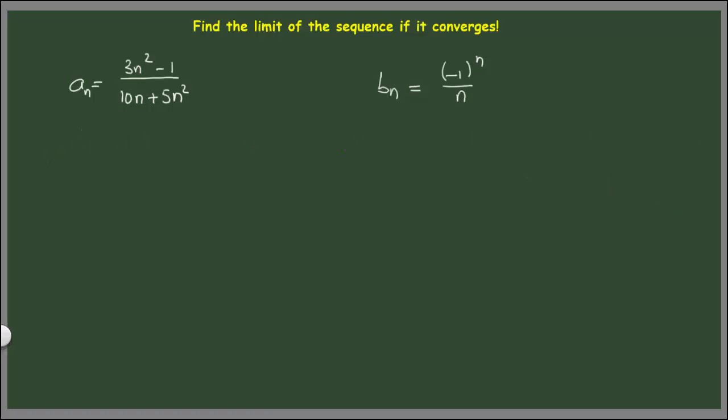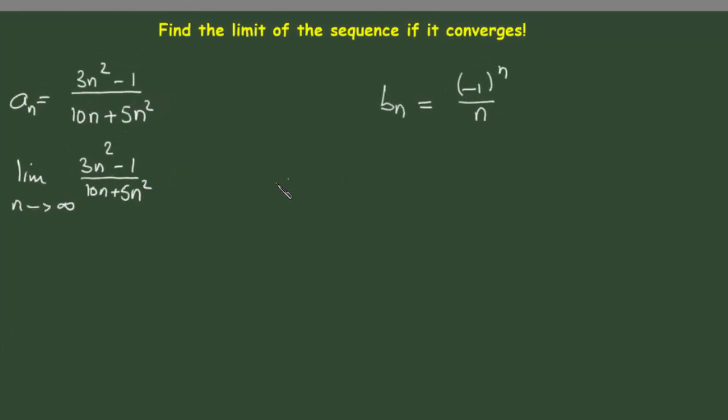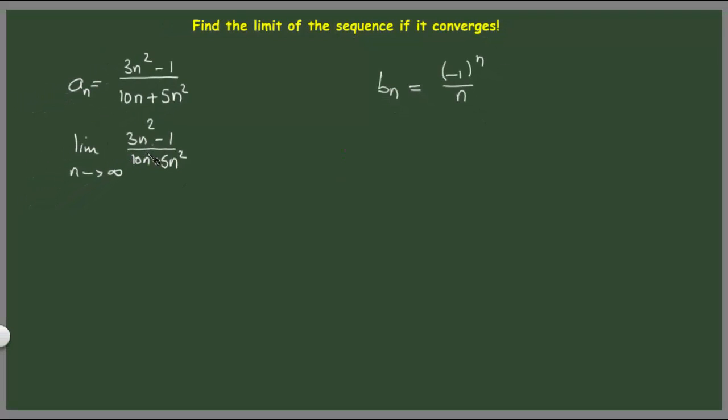We have the limit as n approaches infinity of 3n to the power 2 minus 1 over 10n plus 5n to the power of 2. When you have to deal with a limit of a sequence in this form, the only thing to do is to factor out the largest power of n, so you can cancel and then take the limit. So it goes like this.